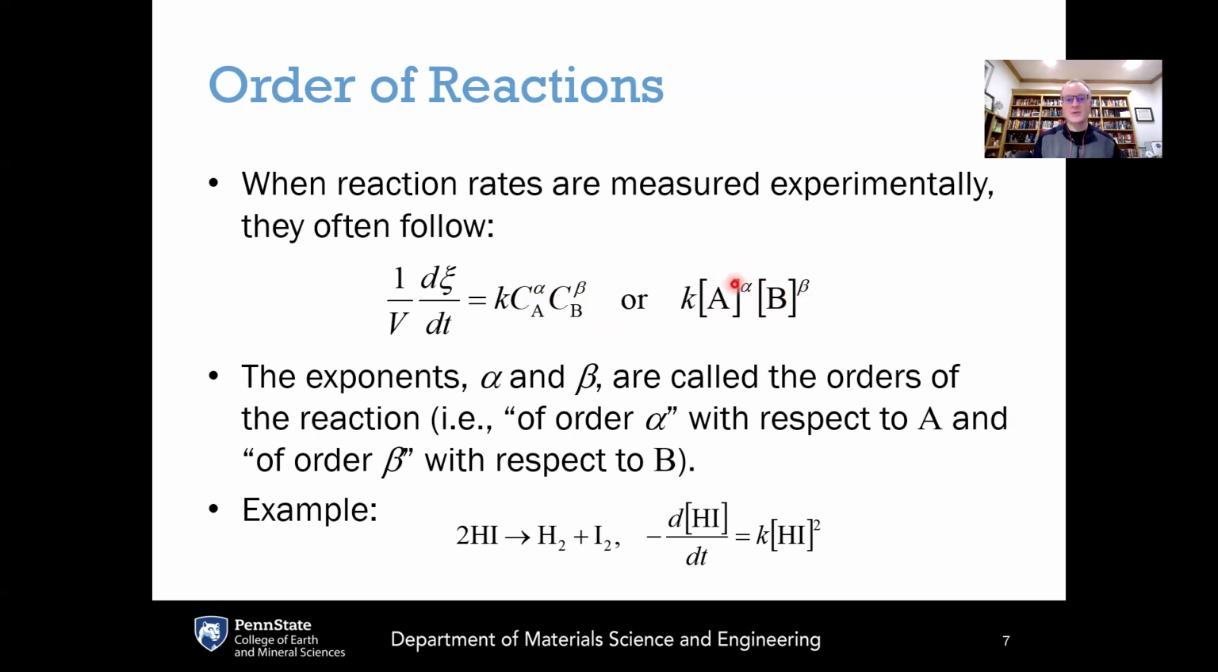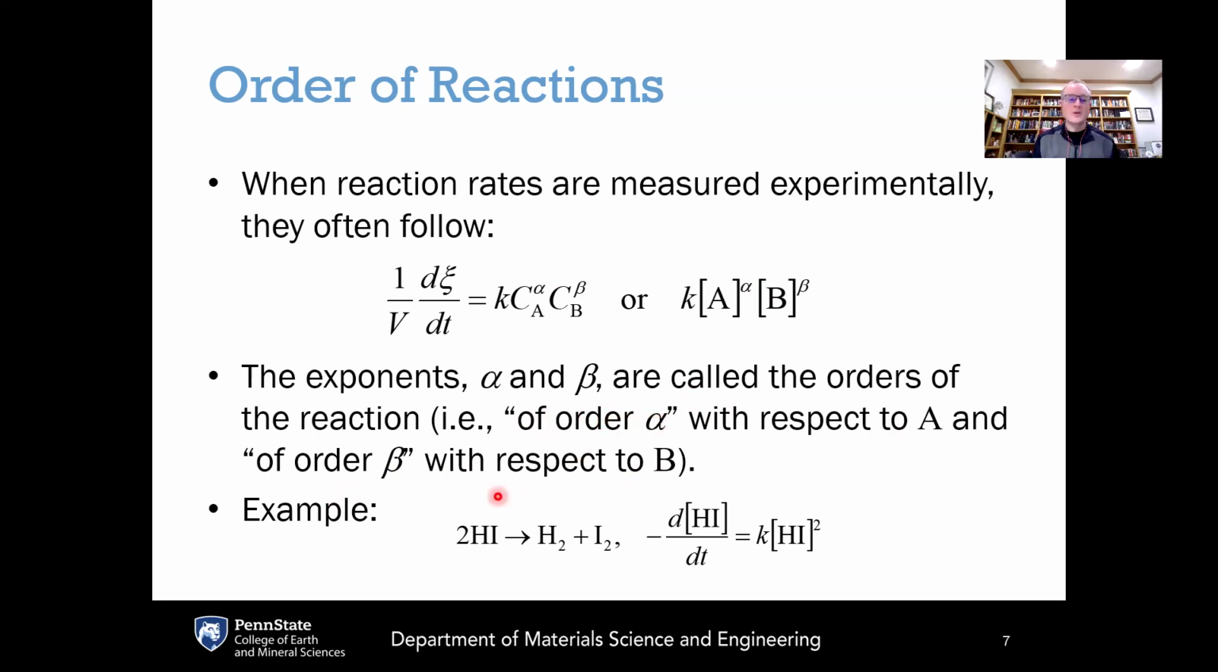Now these exponents here, alpha and beta, are called the orders of the reaction. And the nomenclature that is used in chemical reaction kinetics is to say that it is of order alpha with respect to A and of order beta with respect to B. So you look at those exponents and say that the reaction is of order and then give the number of that exponent.